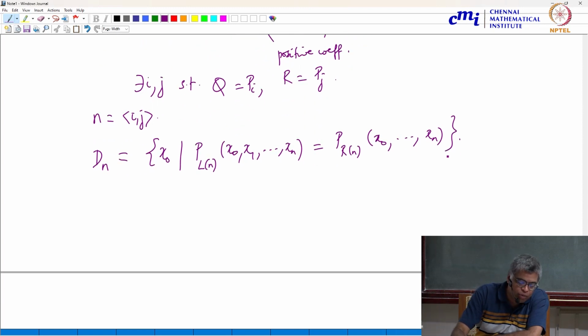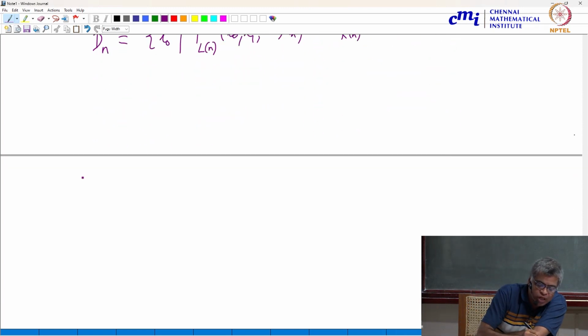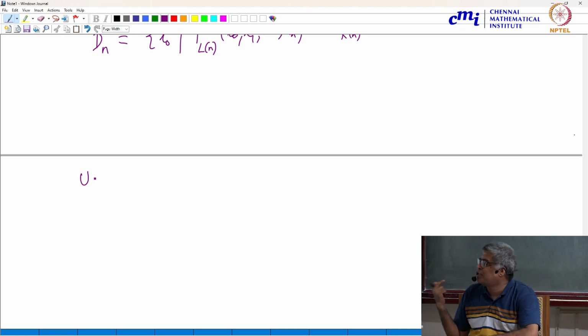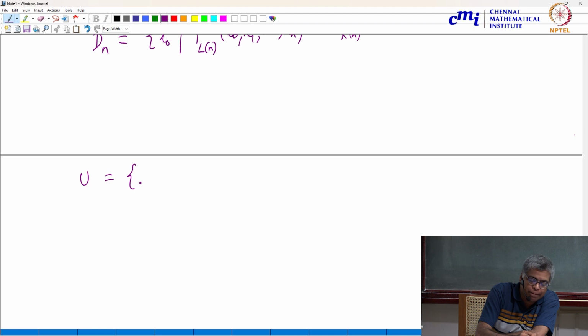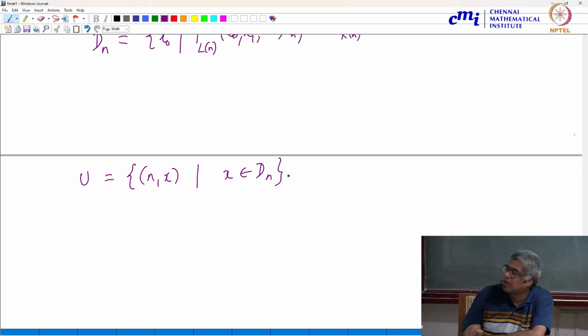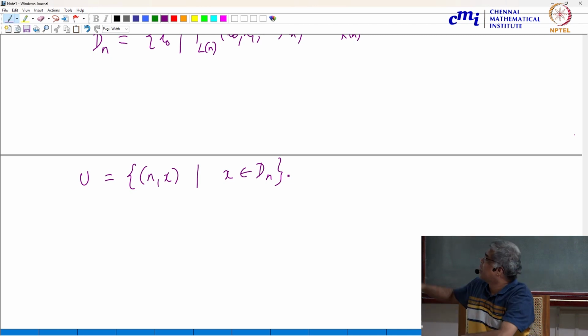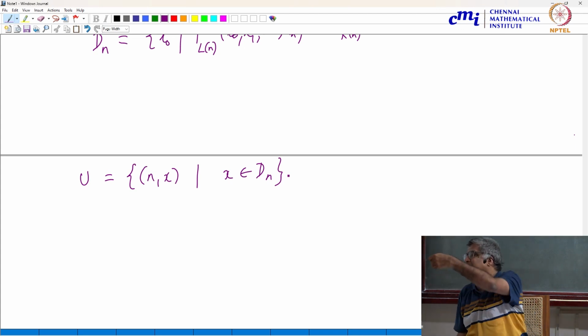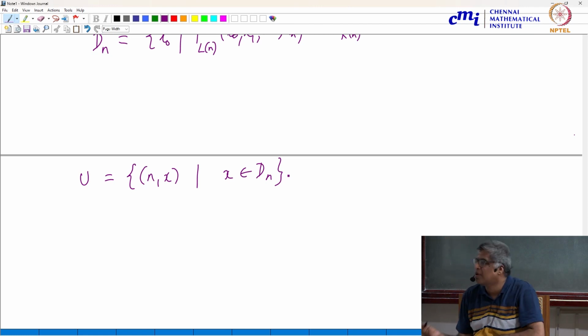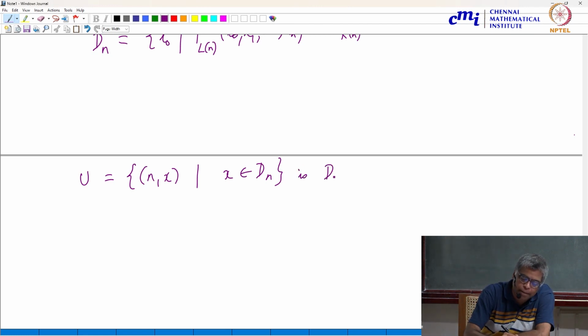Now, if I can do this, then consider the binary relation U given as follows. The set of all pairs n comma x such that x belongs to Dn. Yeah, so this can be thought of as a universal relation, because for any pair of numbers it tells you whether x belongs. So for any Diophantine set and any number, this U will sort of decide whether x belongs to that set or not. Okay, the nice fact is that this is Diophantine.